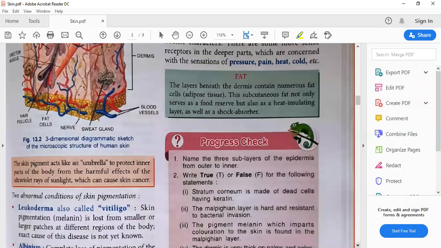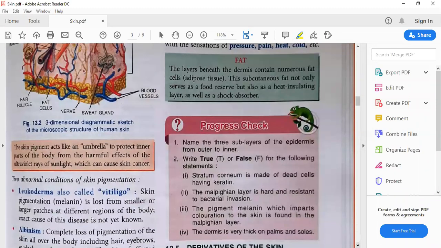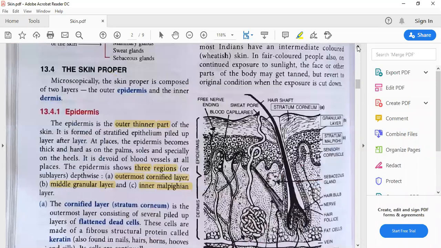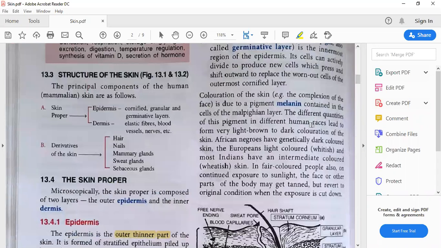I just said that melanin is there inside the inner malpighian layer, and it is leading to colors. African Negroes have genetically dark color because of that melanin. And where is melanin? It is in the malpighian layer. So Africans have dark colored skin because of that melanin, they have more melanin. And Europeans have whitish skin, and Indians have whitish.